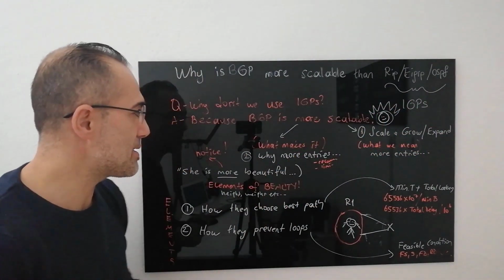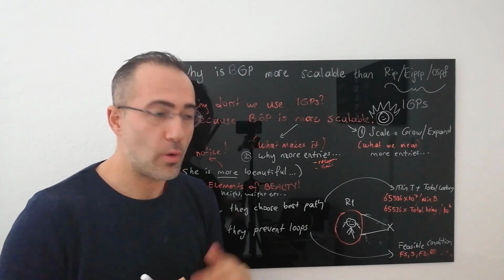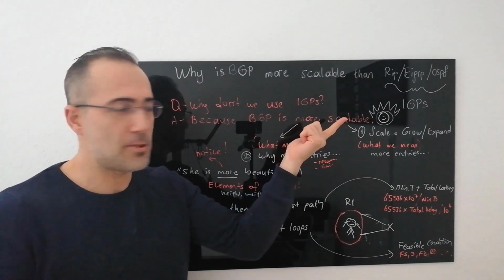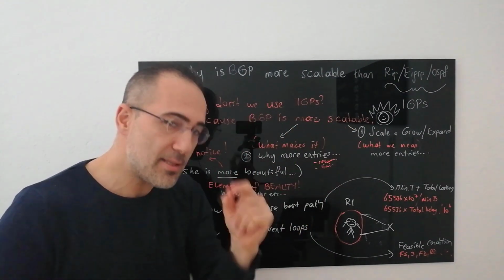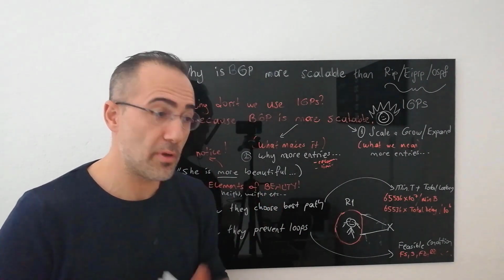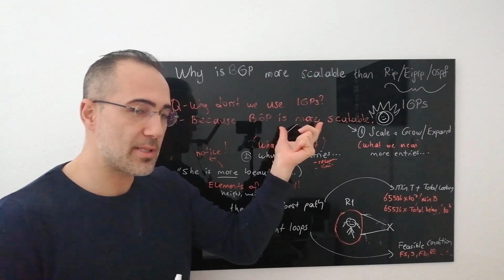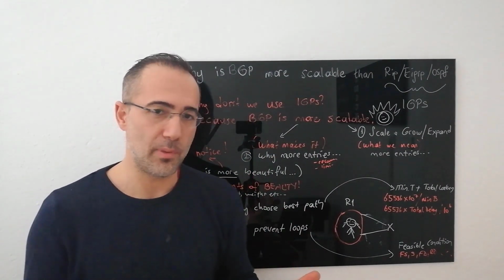But first I'll start with a very common question asked by many learners who are new to BGP. The question is this: why don't we use IGPs, right? Because BGP is more scalable is the answer you might have been given with no further explanation. But to me, the answer itself leads to more questions. For example, what do you mean by scalable?